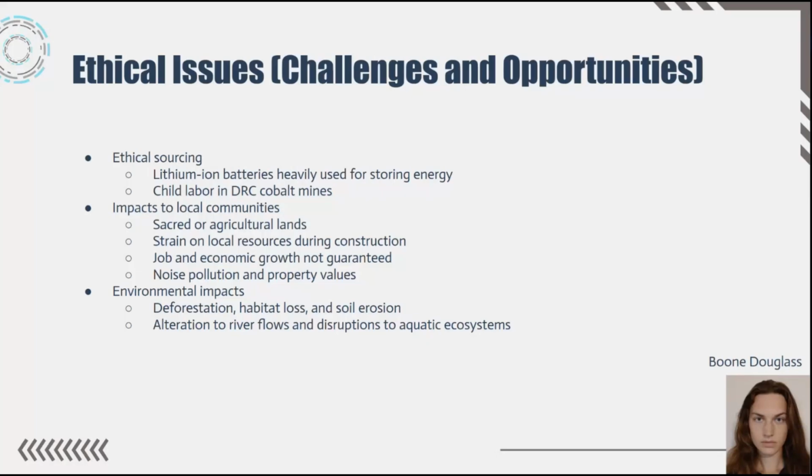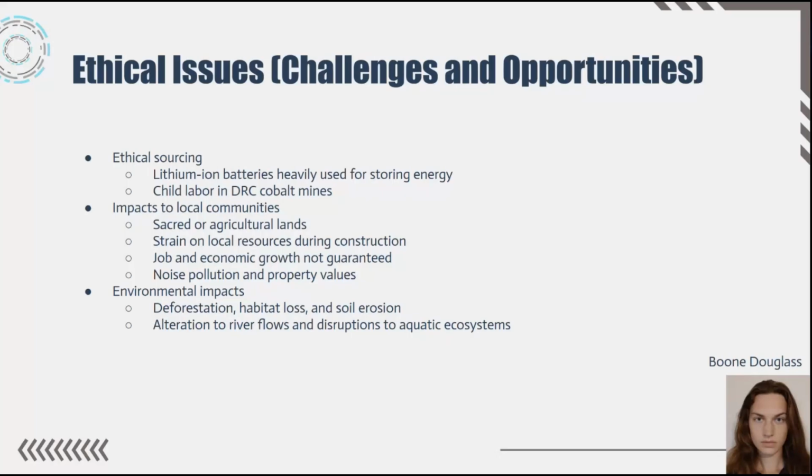Job and economic growth isn't guaranteed for the local communities, as the jobs that are created may require specialized labor that will just end up employing people who aren't already living in the communities. Also, there's a possibility of noise pollution and property values going down. For example, windmills make some noise that can reduce property values. Also, when these farms are operational, the economic growth may not go to local communities. It may go to investors who don't live in these communities.